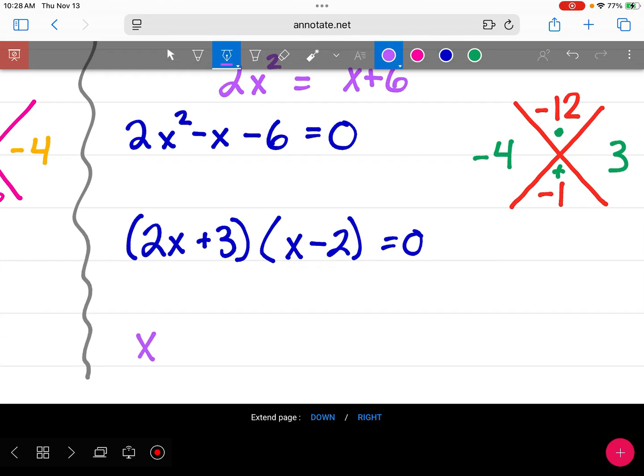So where are our roots? What are our solutions? X equals what? Negative 3 halves and positive 2. Okay? So, don't take the shortcut if we have an a value that's not 1. Get all the way down to an x equals. Okay? Questions on those guys?